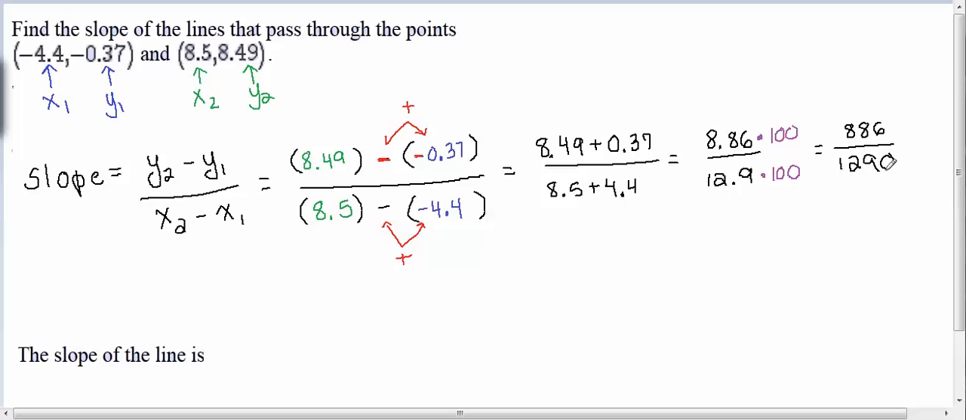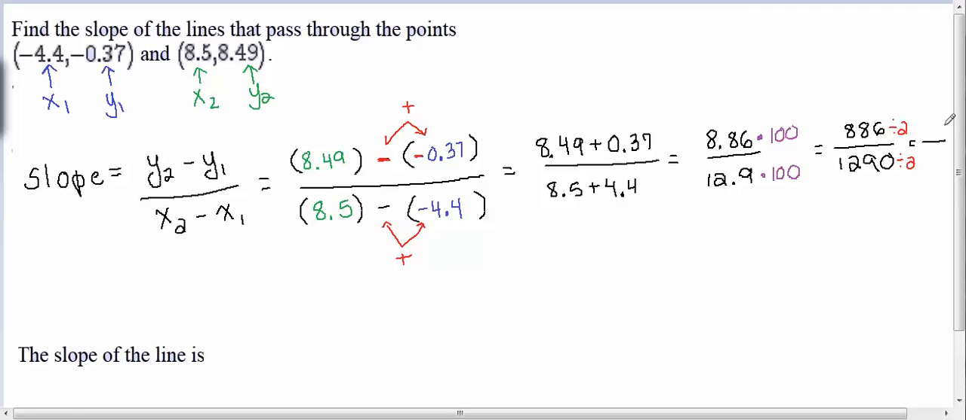In other words, is there any number that I can divide both the top and the bottom of the fraction by? Just looking quickly at it, I see that they're both even numbers. So I know right away I can reduce the top and the bottom by dividing by 2, since they're both even. So I'll divide by 2 up here and divide by 2 down there.